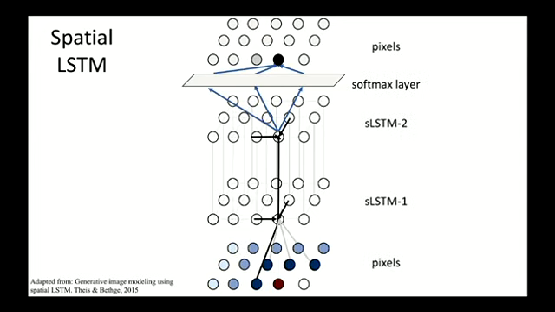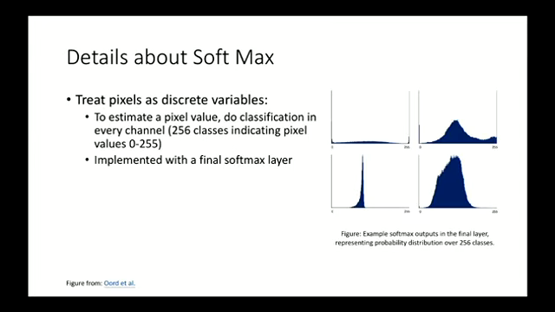Okay, moving on. So details about softmax. I said there are 256 classes, which indicates the pixel values from 0 to 255, and we get this kind of distribution. If we always take the maximum value of this distribution, or the mean value, we are going to generate the same image again and again. In order to generate different images, we can sample from this distribution so that we get different images. But those images may not be as sharp as the one generated from the maximum.